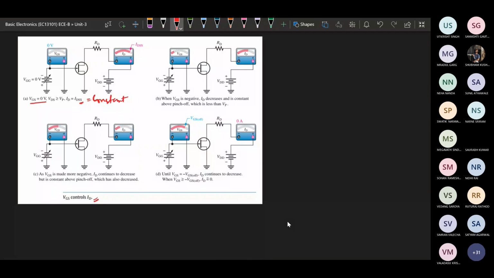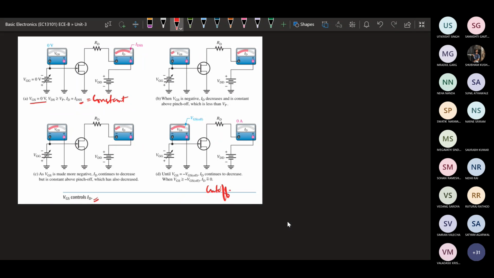The next is as VGS is made more negative, as we are increasing VGS in the negative direction, ID continues to decrease. So ID is going to reduce, but is constant above the pinch off. The similar characteristics will be there. Again, a pinch off will be there, and this pinch off will be lower than the Vp also, and the current will be constant beyond pinch off. We have already seen. So the next is the cutoff case.